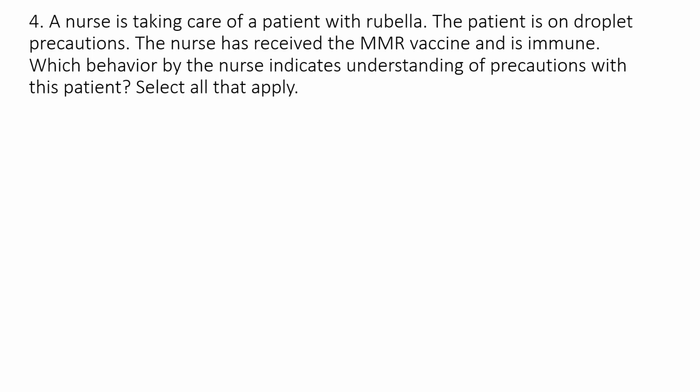Number 4, a nurse is taking care of a patient with rubella. The patient is on droplet precautions. The nurse has received the MMR vaccine and is immune. Which behavior by the nurse indicates understanding of precautions with this patient? Select all that apply.